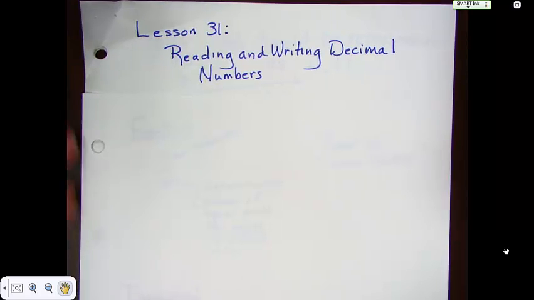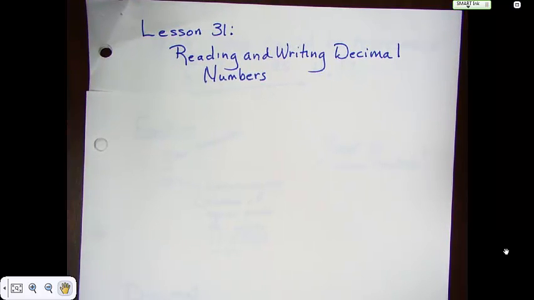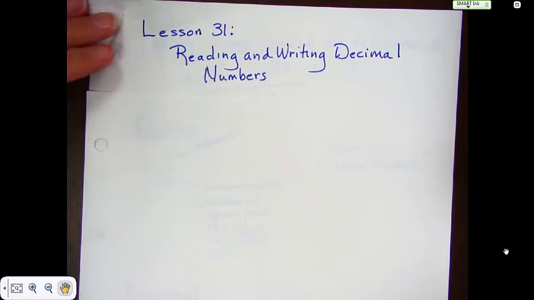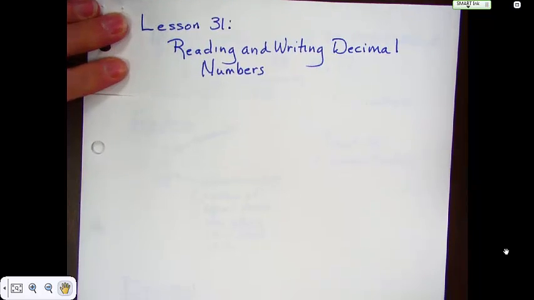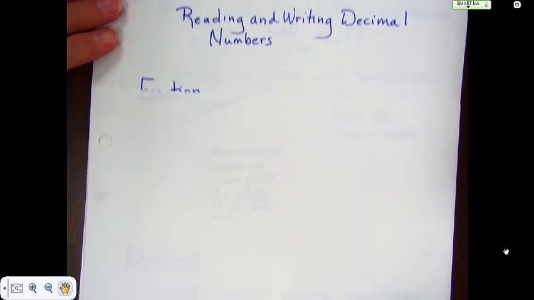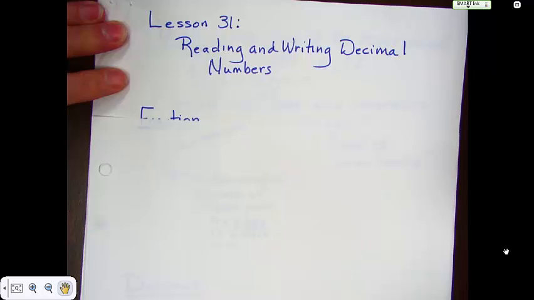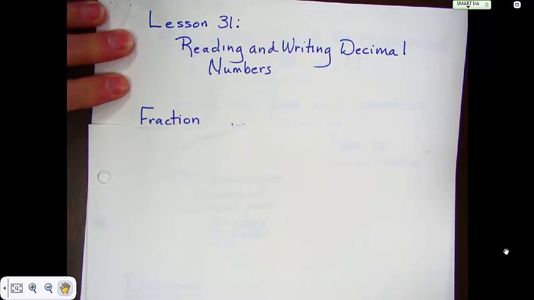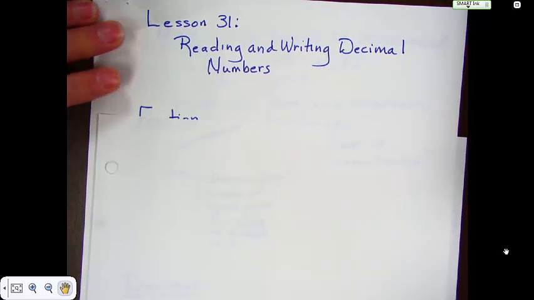Hello, today we're going to talk about Lesson 31. Lesson 31 has to do with reading and writing decimal numbers. And for those of you who may have tried to listen to this lecture earlier, you will find out that this one actually does have sound. Apparently, I didn't have the sound on this morning earlier when I recorded it, so this one does have sound.